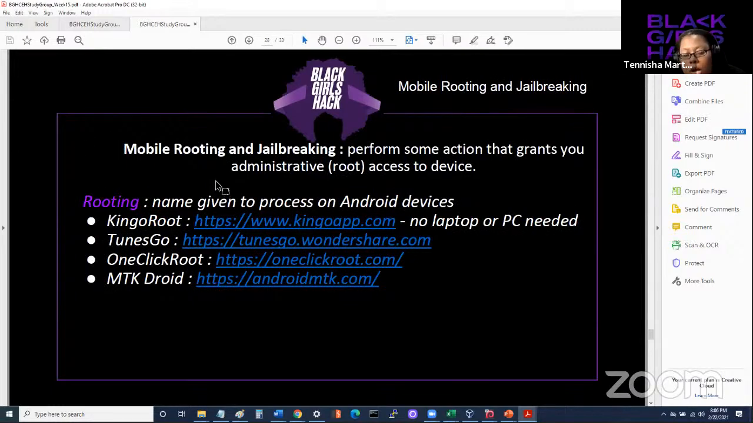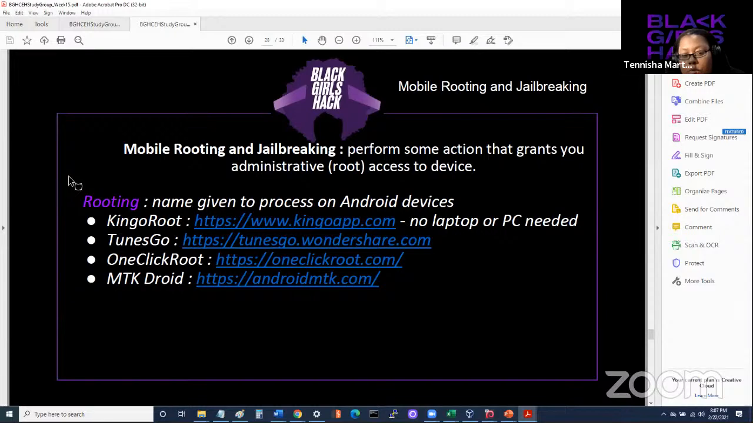And then rooting. Especially when the iPhones came out, people talked about rooting so that you could, for example, take your device and use it with another cell phone provider or something like that, or you want to be able to get applications that you wouldn't normally be able to get through your app store.